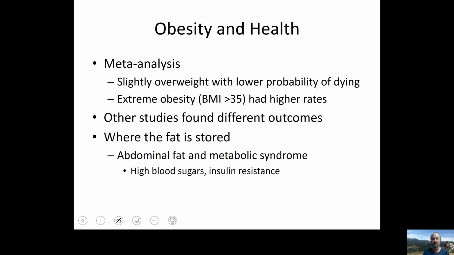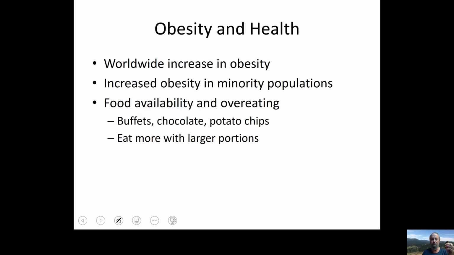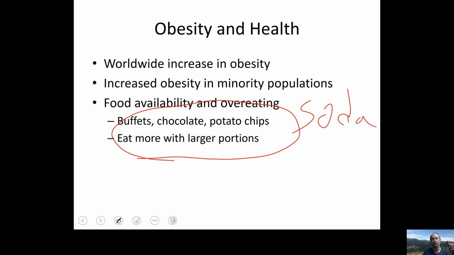Fat is stored in abdominal fat and linked to metabolic syndrome. So it's more within the abdominal cavity. You get high blood sugars, insulin resistance. It's like just this side of diabetes type 2, diabetes mellitus type 2. So it's worldwide increasing. As people get to better health, they put on weight. We have easier access to food, buffets, chocolate, potato chips, soda pop, depending on what part of the country you're from. And we tend to eat more and have larger portions. So this is true.